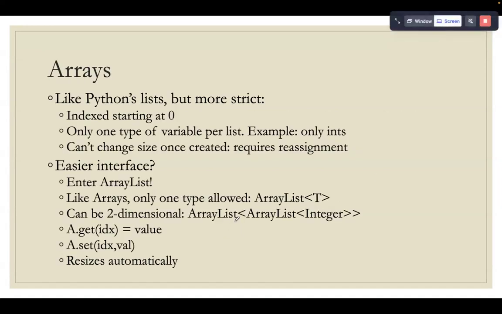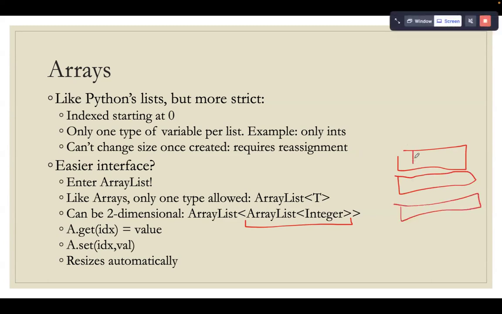We can make lists 2-dimensional. We can also make arrays 2-dimensional if we want to. The way that looks is I'm going to have an array list. The type of things in my array list are array lists of integers. So that's how I can set up a 2-dimensional, so like a list of lists. And then each thing in that list is a number. So that's how I can set up something 2-dimensional.